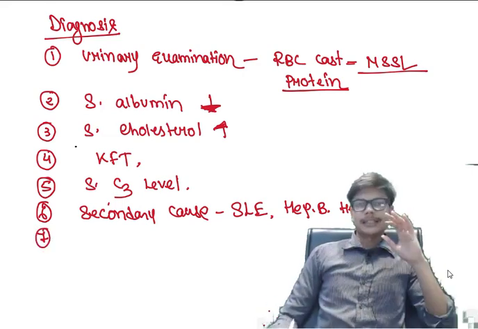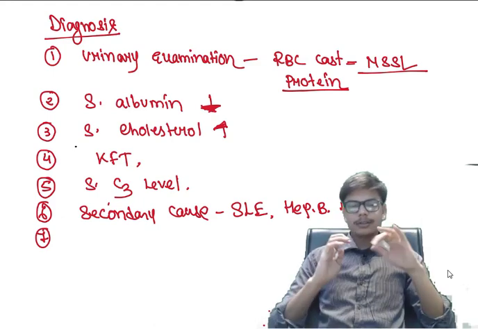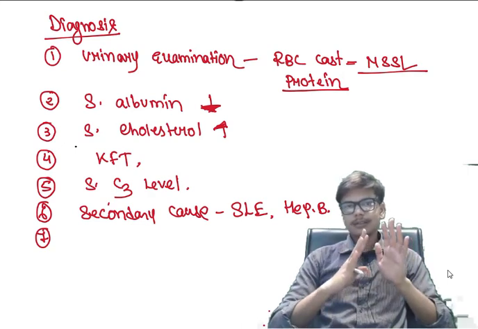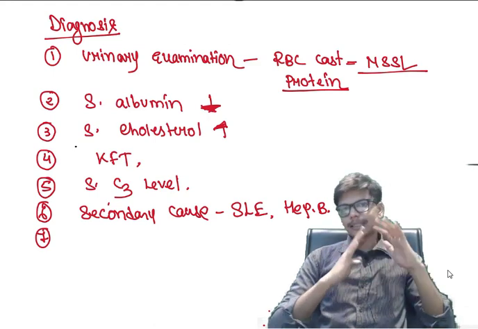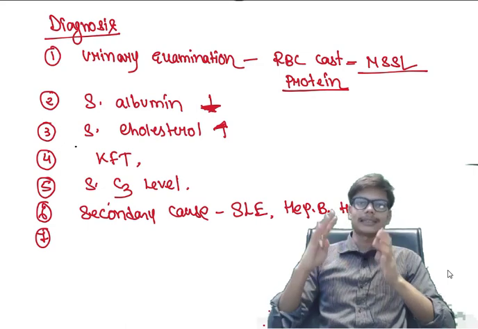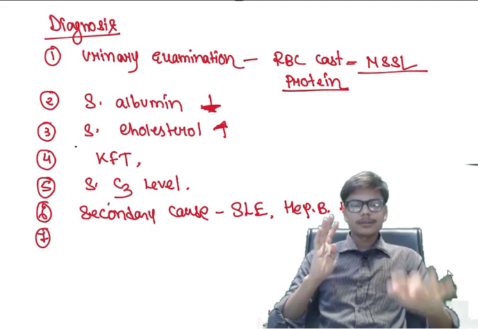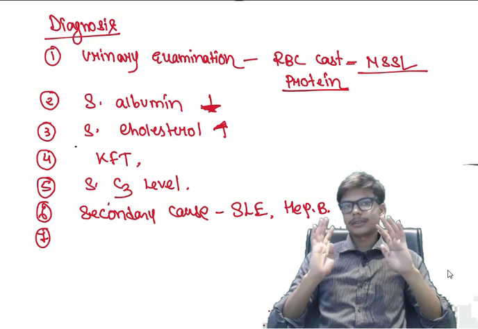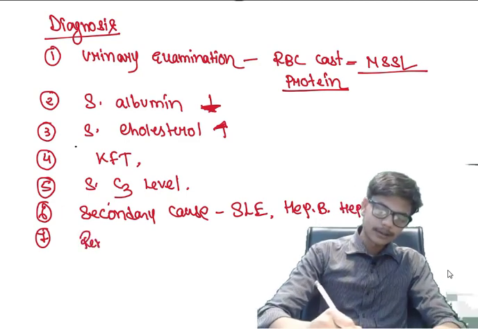So these are the investigations we have to do to diagnose a patient of nephrotic syndrome, and based on this we can classify whether the patient is having minimal change nephrotic syndrome or nephrotic syndrome with significant lesion, whether the nephrotic syndrome is primary or idiopathic, or whether the patient is having a secondary cause which is leading to nephrotic syndrome. Based on this much investigation, if we are not able to conclude the diagnosis, then we have to go for renal biopsy.